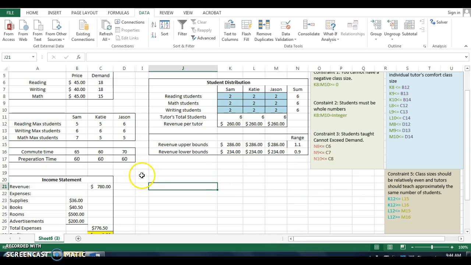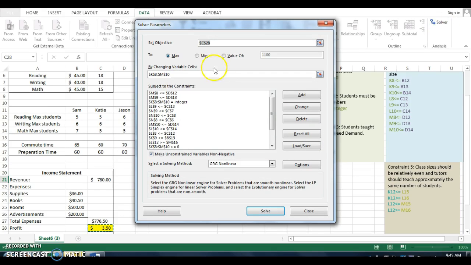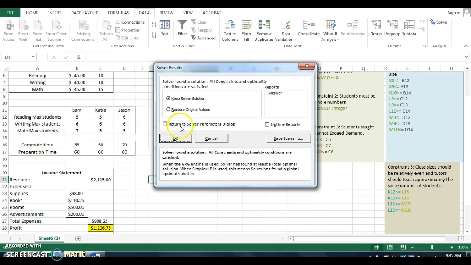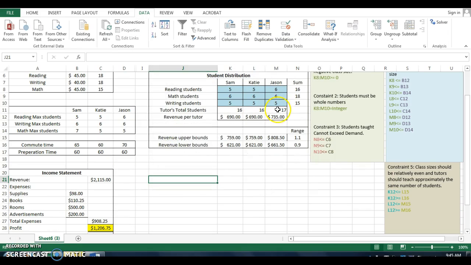Cool. Now that we've gone over our constraints, let's go ahead and run the problem. So all I have to do is click Solver. I'm maximizing my profit down here, which I highlighted in yellow, and I click Solve. And there we have it, right?